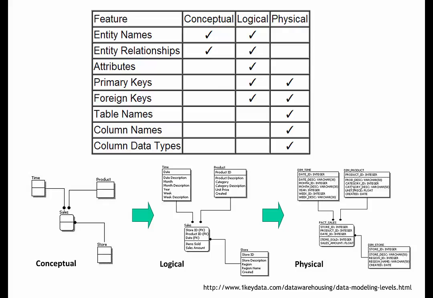Logical model, we start to enter in the actual fields that we want to include in these tables. And finally, the physical model, we've actually got the individual data types that we're going to implement in a particular database system, be it Postgres or something like that. So we're building up from a simple sort of framework. We're filling in more and more details as we go from the conceptual to the physical model.